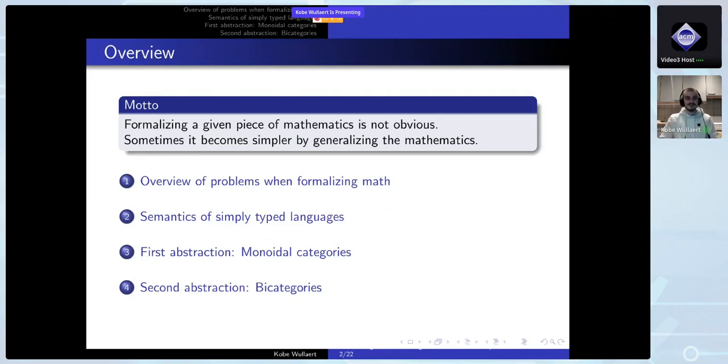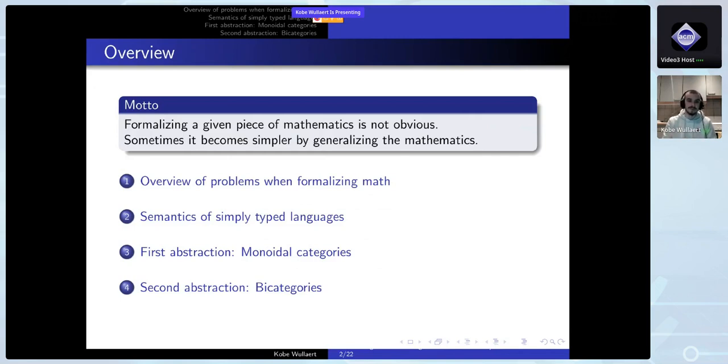So the motto of the talk is the following: formalizing a given piece of mathematics is not obvious, but sometimes it becomes simpler by generalizing the mathematics. I assume that most of you already know the first sentence, and that all of these issues can appear. But I hope to convey to you that by generalizing mathematics, we can sometimes overcome some of these issues.